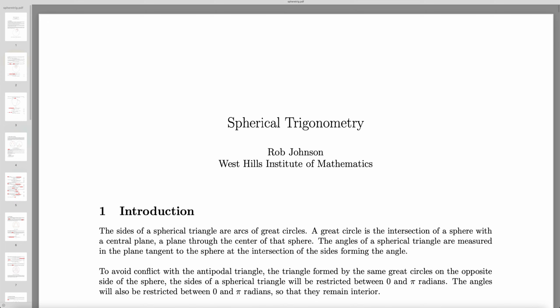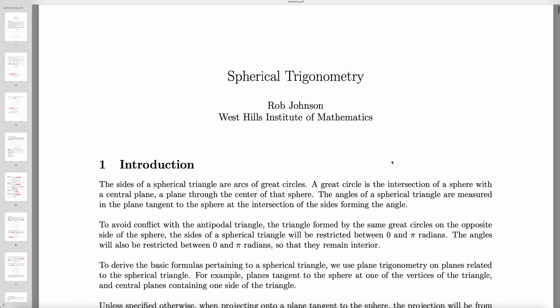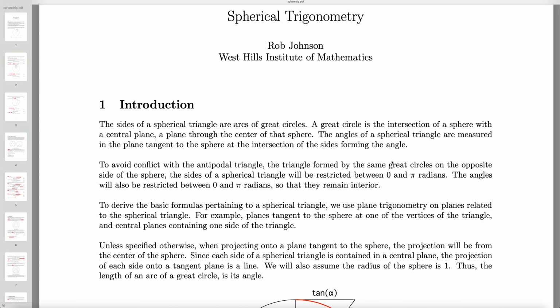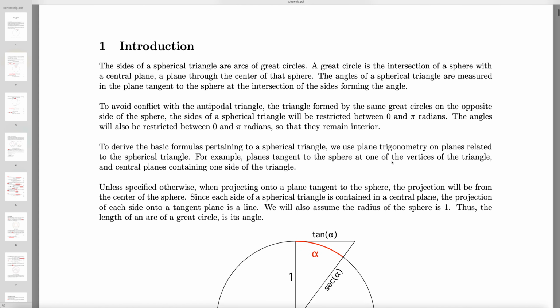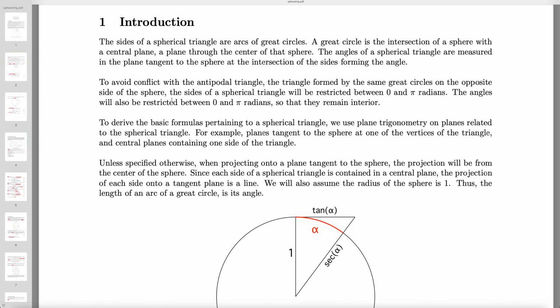So I'm going to link this in the description. This is a spherical trigonometry, Rob Johnson, West Hills Institute of Mathematics. I'm not going to go through every part of this, and I'm not going through all the maths here, because some of the maths I'd have to make sure I'm doing correct. You won't need all the maths, you'll just need the understanding. The sides of a spherical triangle are arcs of great circles, as I just showed a minute ago. A great circle is the intersection of a sphere with a central plane, a plane through the center of that sphere.